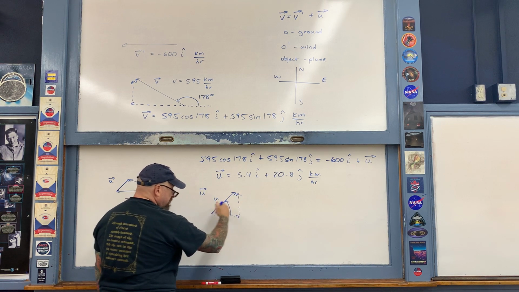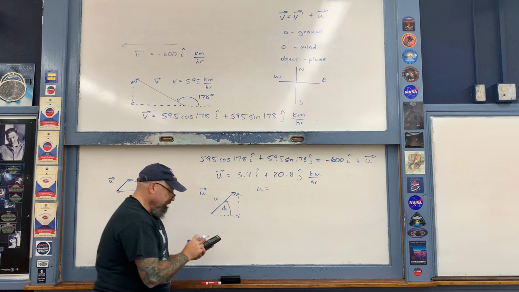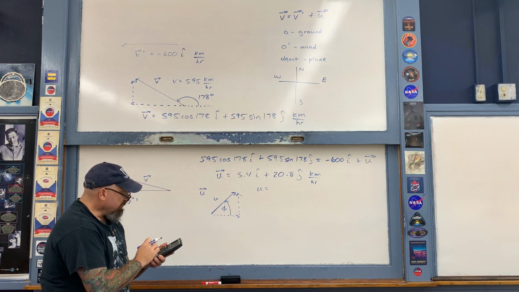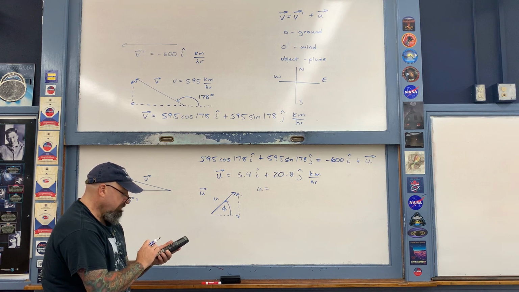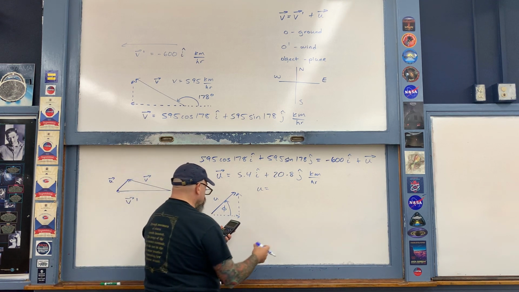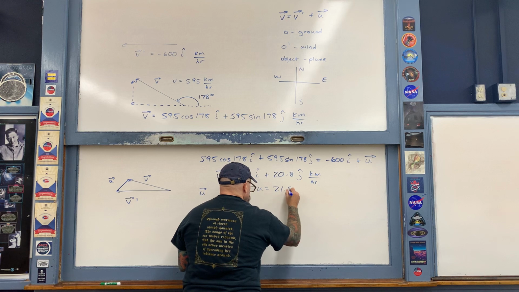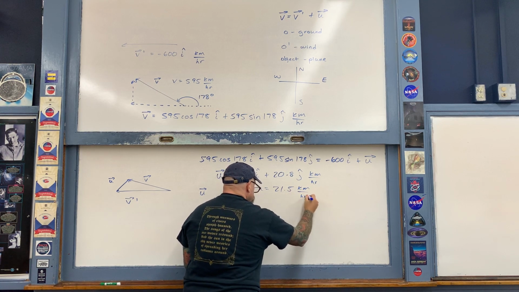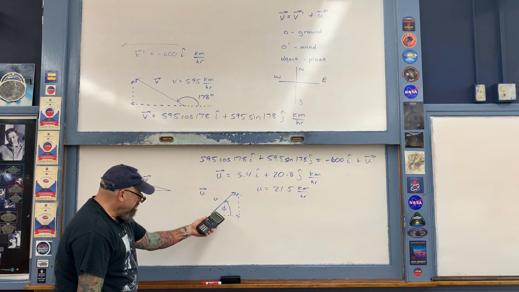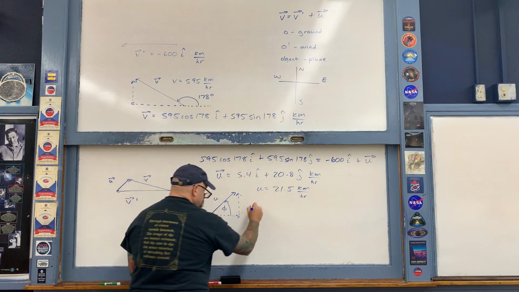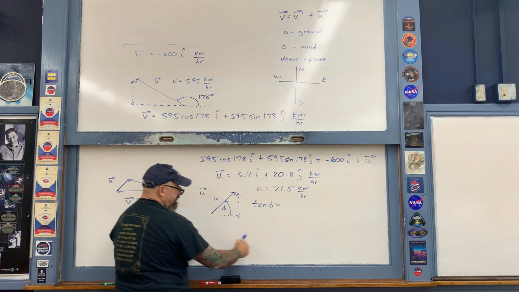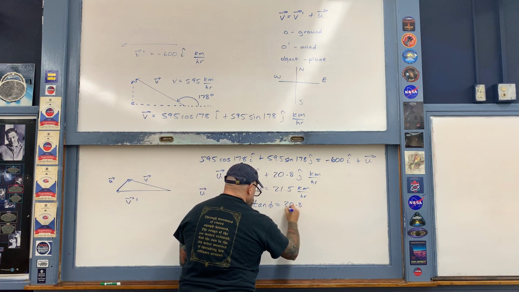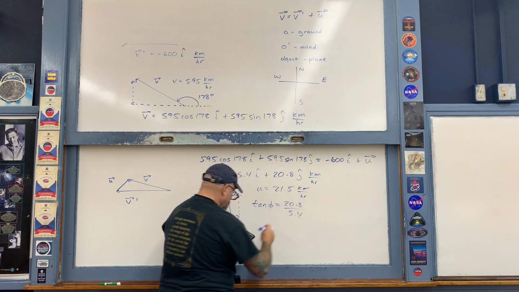And now I do the Pythagorean theorem here to find the wind speed. Okay, so 5.4 squared plus 20.8 squared, take the square root of that. That comes out to be about 21.5 or so kilometers per hour. That's the speed of the wind relative to the ground. And then we'll use a little bit of tangent here to find the angle. This is first quadrant, so this is rather straightforward. So tangent of phi is going to be 20.8 divided by 5.4.